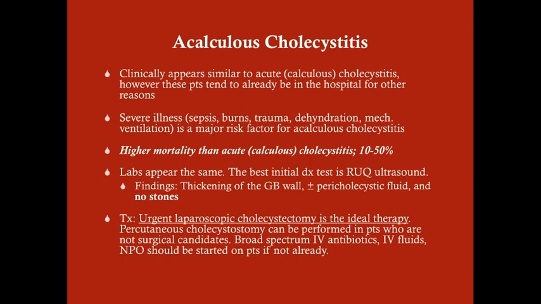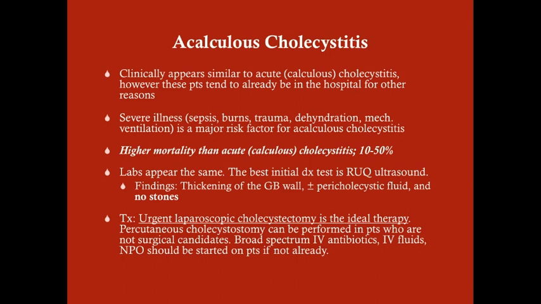And the reason that you're really concerned right off the bat is because, unlike the regular garden variety acute cholecystitis, with the acute acalculous cholecystitis that we're talking about here, this has a higher mortality rate, and it can go up to 50%. When you're looking on labs, they appear the same as if you were to have regular cholecystitis. And the best initial diagnostic test is the right upper quadrant ultrasound. So this is pretty much just like regular acute calculous cholecystitis.